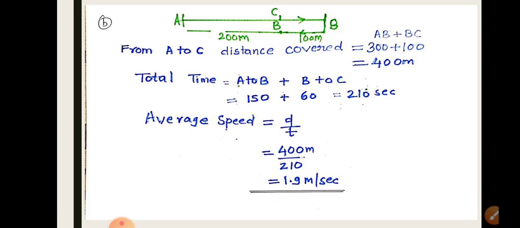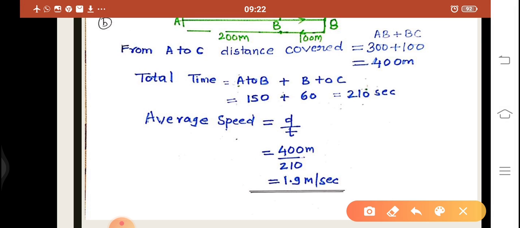So from A to C, distance will be A to B plus B to C. That is 400. How 400? 300, and then he returns back 100. Don't consider this B. So the time will be what? He moves from A to B in 2 minutes 30 seconds, that is 150 seconds. From B to C in another 1 minute, that is 60 seconds. So total time will be 210 seconds.